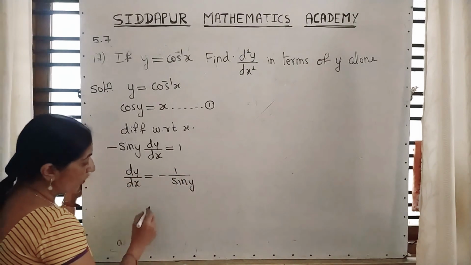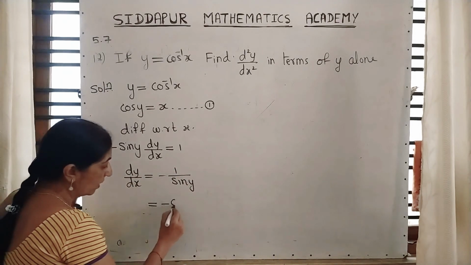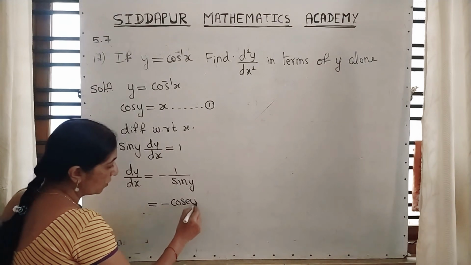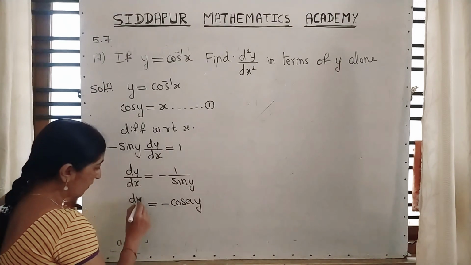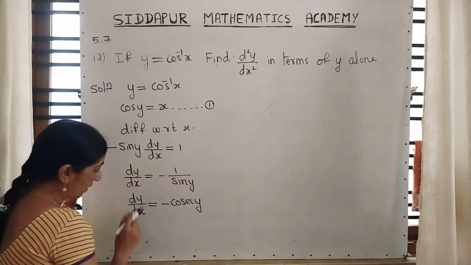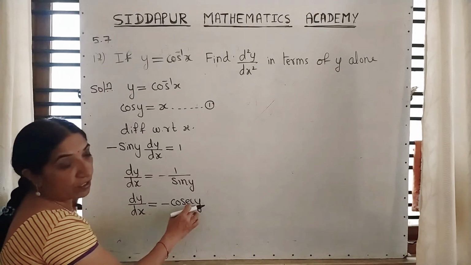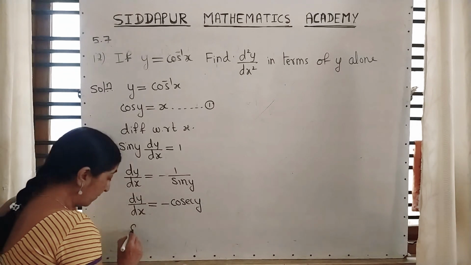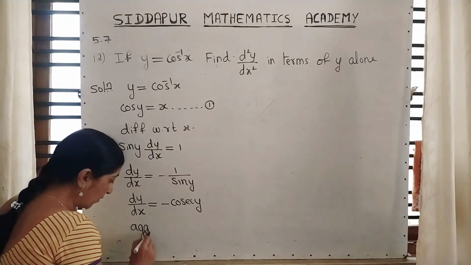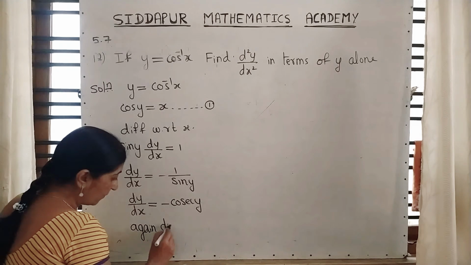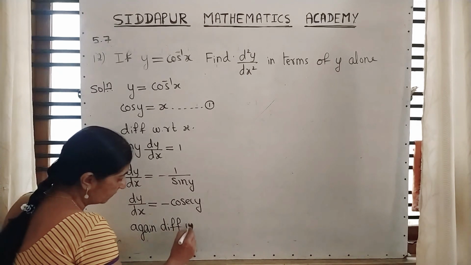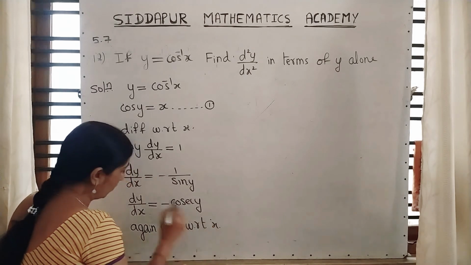What is 1 upon sin? 1 upon sin is cosecant y. dy upon dx is equal to minus cosecant y. See, in the answer we have y or what? It is expressed in terms of y. But we want the second derivative. Again differentiating with respect to x.